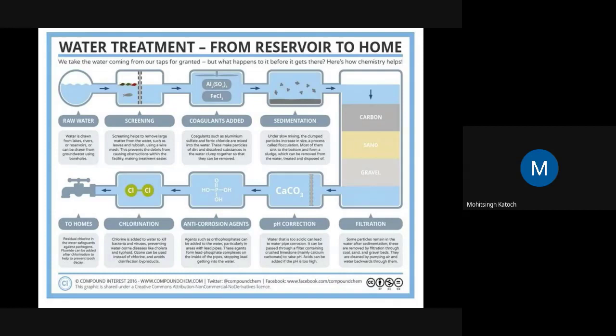So after that, coagulants are added. Coagulants such as aluminum sulfate and ferric chloride are mixed into the water. These make particles of dirt and dissolved substances in the water clump together or agglomerate together so that they become heavy, they form flocs, and they can be easily removed either from flotation or from the bottom of the tank.